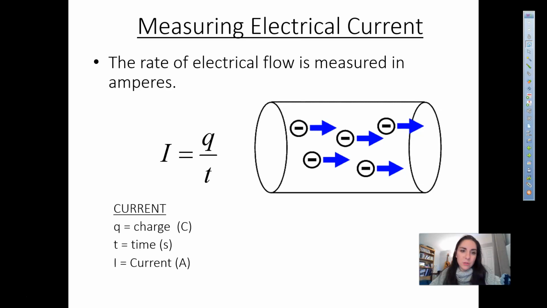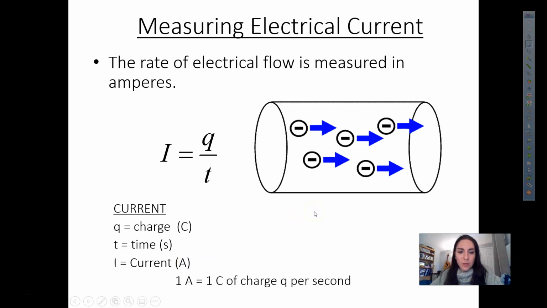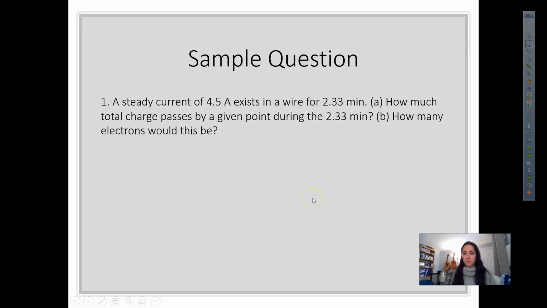The current is measured in a unit called amps, which is how much charge passes per time. And that's literally what this says, charge per time. As always, charge must be in coulombs and time must be in seconds. And coulomb per second is defined as an amp for current. Exactly 1 amp is 1 coulomb of charge per second, which is actually a lot of charge. If you think about it, I think it's 6.25 times 10 to the 18th electrons, so that's a lot of charge. That's a big number. So let's go ahead and do this problem out.